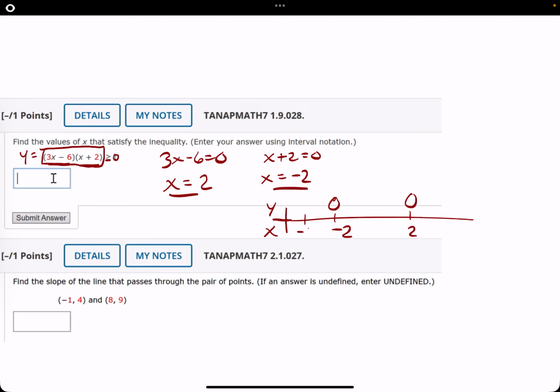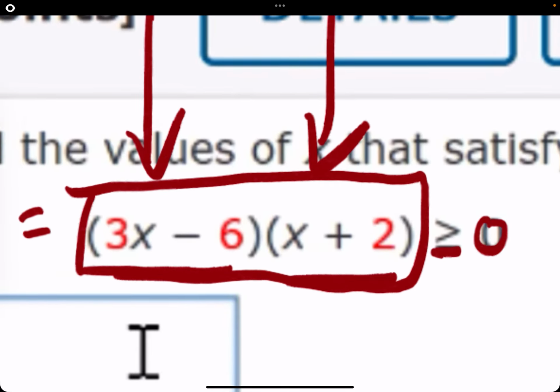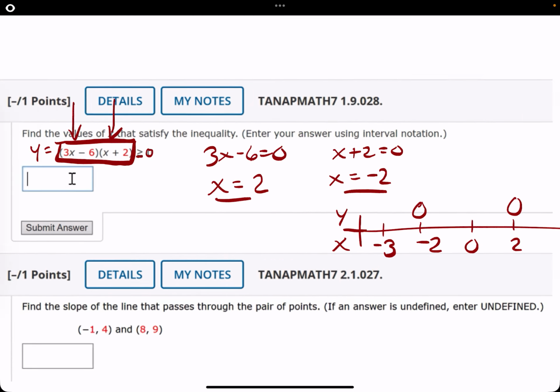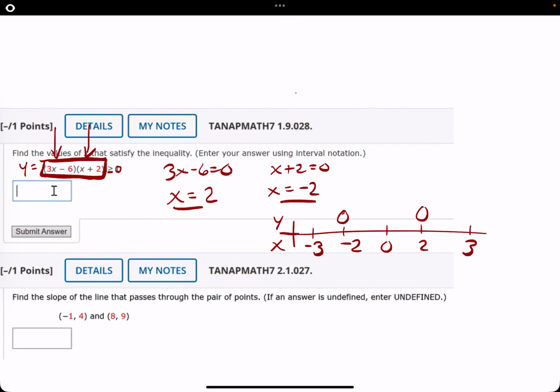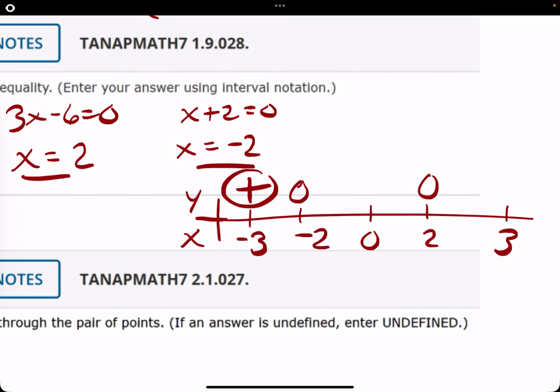Let's plug in a value to the left, negative 3, a value in between, 0, a value to the right, 3. We're going to plug them in to here and here, wherever we see x, and calculate the overall sign of y, the overall sign of this whole expression. When we plug in negative 3, we get negative 9 minus 6. Negative 9 minus 6 is a negative, but then negative 3 plus 2 is also a negative. So a negative times a negative is a positive. So what this means is not just at negative 3 is the y value positive, but really everything from negative infinity all the way up to negative 2 is positive.